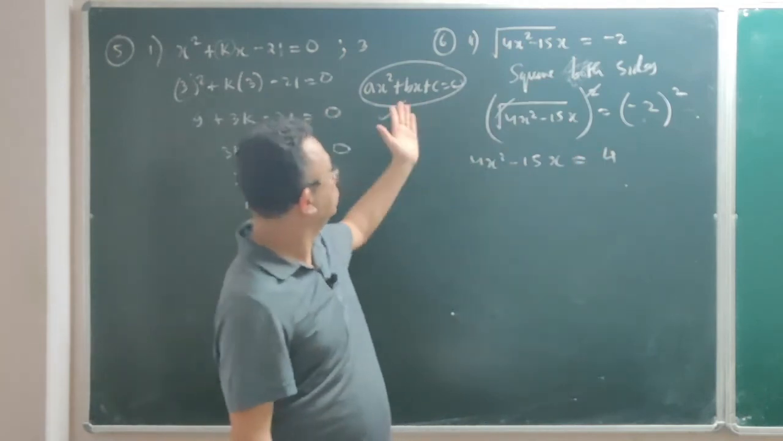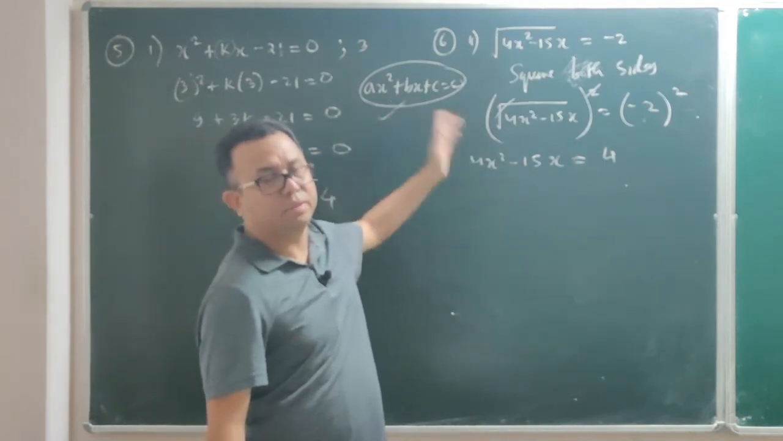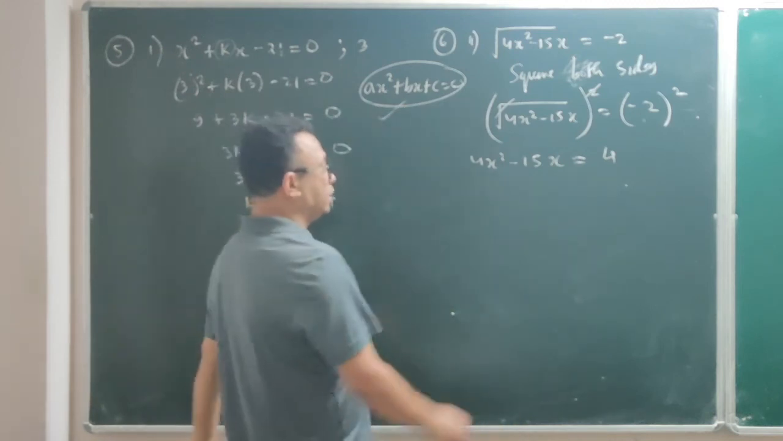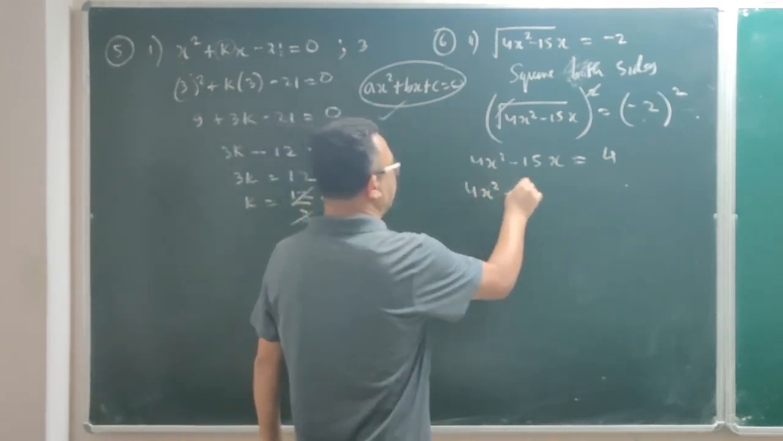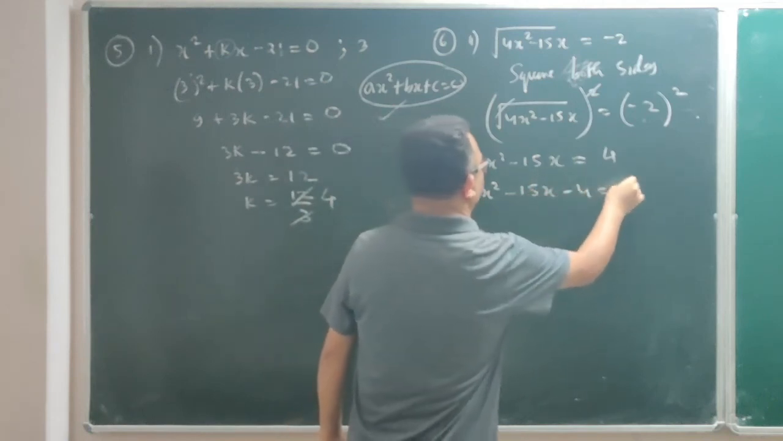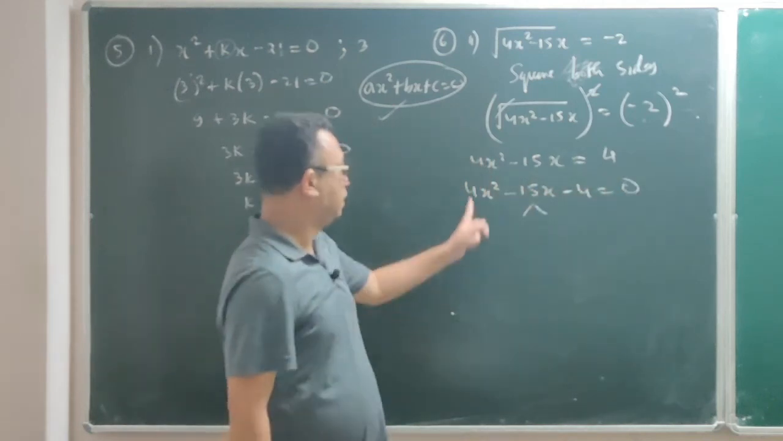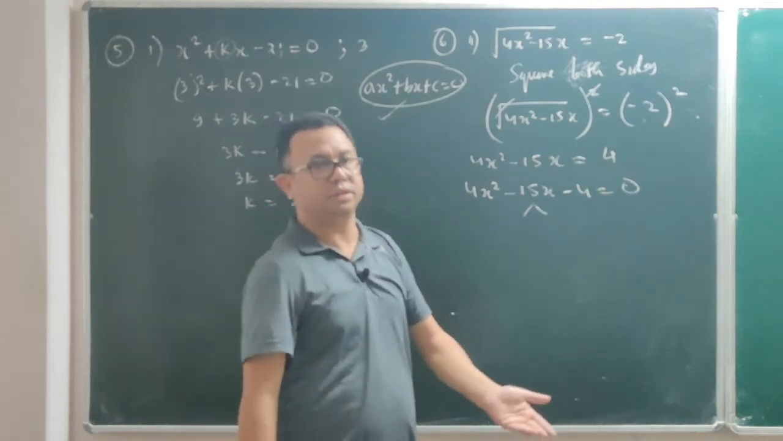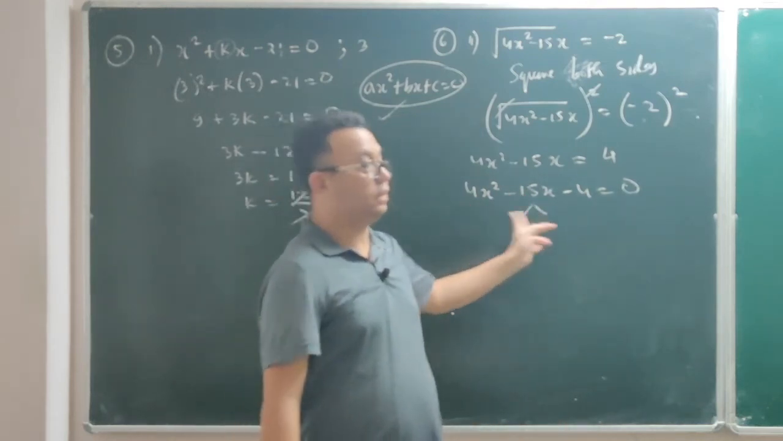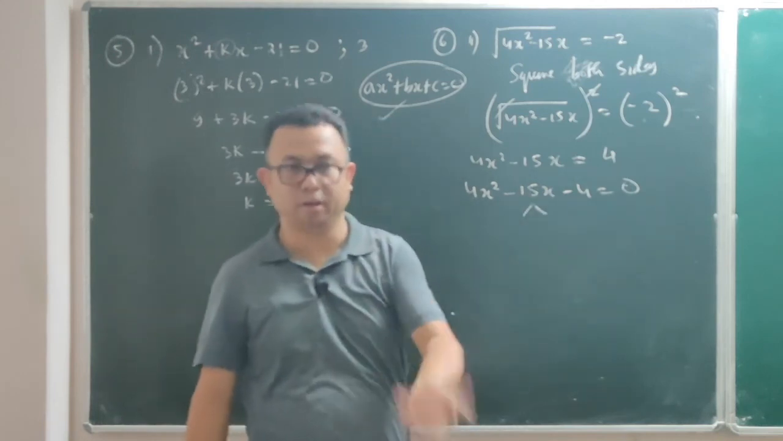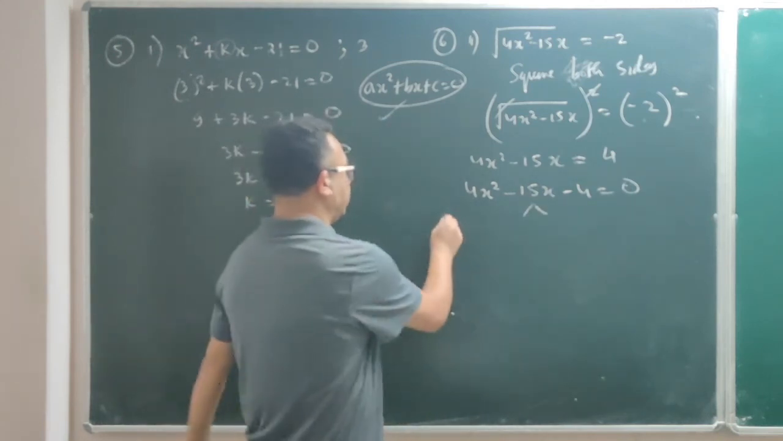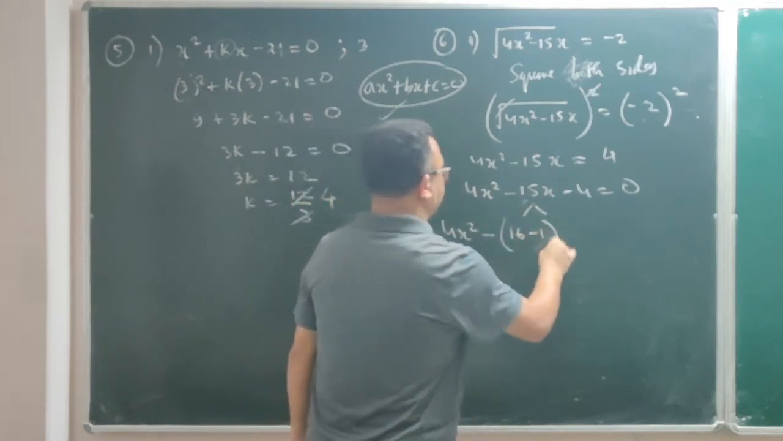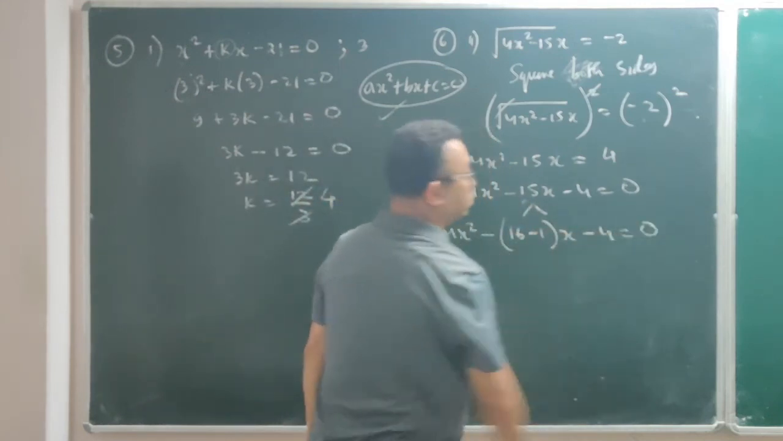Now do what we usually do: arrange it in the form ax square plus bx plus c equal to 0, and then split the middle term. So here 4x square minus 15x minus 4 equal to 0. Now you have to split. 4 into 4 is 16. So now find the factors of 16. I know the product is 16 and the sum is 15, so I know it is 16 minus 1. 16 minus 1 is 15. So directly I'll do it: 4x square minus 15, I'll write now 16 minus 1, x minus 4 equal to 0.